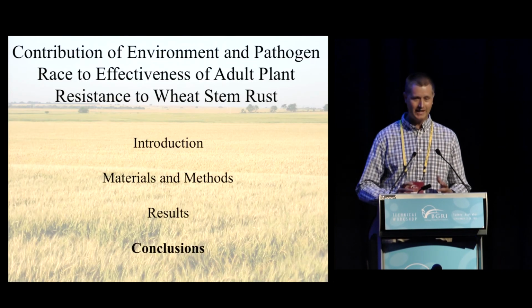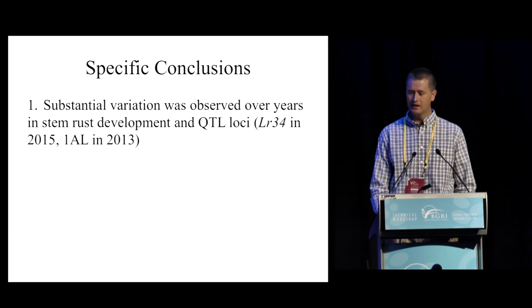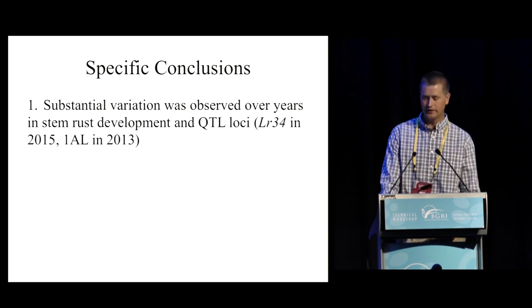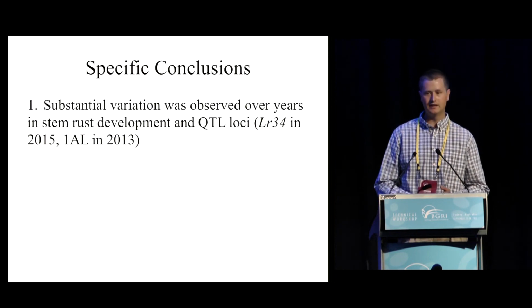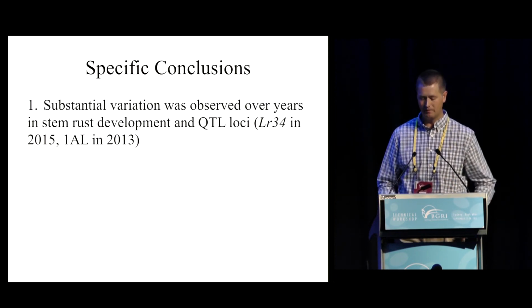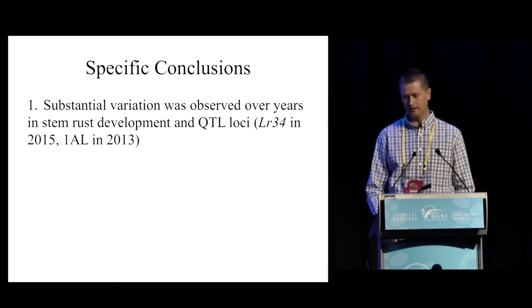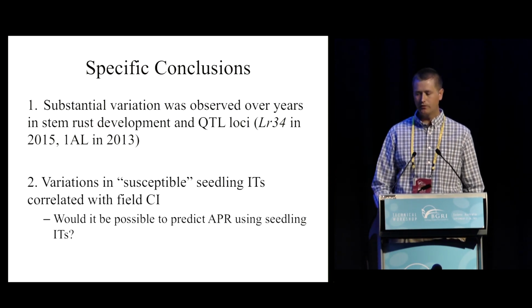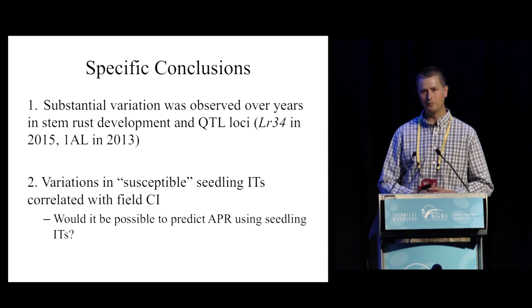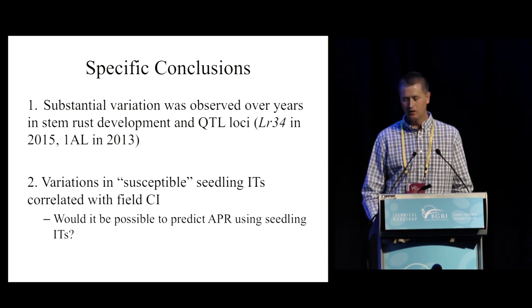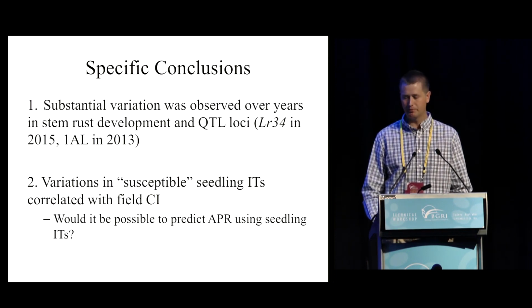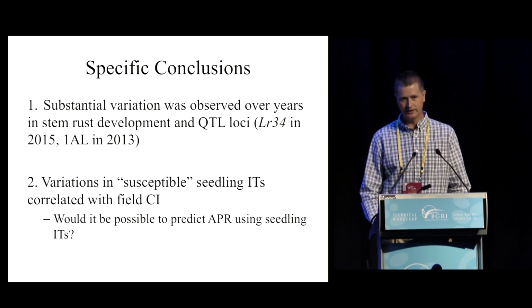To kind of bring that all together into a few conclusions, the first is that we did see substantial variation over years. And so this is not unexpected in any way. Many people who do QTL mapping find that in their studies. We also found that variations in what you might call susceptible seedling infection types correlated very strongly with field coefficient of infection. And so this kind of begs the question, would it be possible to predict APR using seedling infection types?